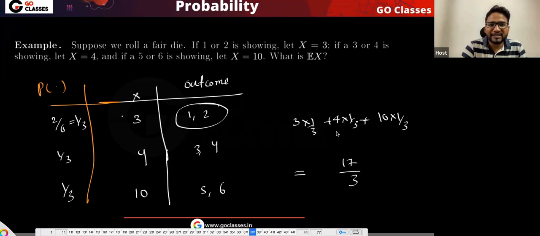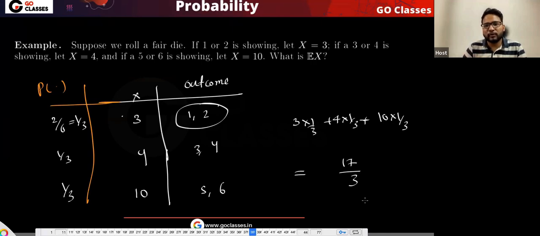Okay, so Ekta is asking what is the interpretation of this. I will not suggest you to do interpretation in every question, but if you want, you can do it. Otherwise it is unnecessary. It is the same interpretation, which means on average you will be getting 17 by 3. What 17 by 3 means, rupees or something else, depends on the problem. Basically, if you run this experiment enough number of times, on average you will be getting x value as 17 by 3. This is the average value.